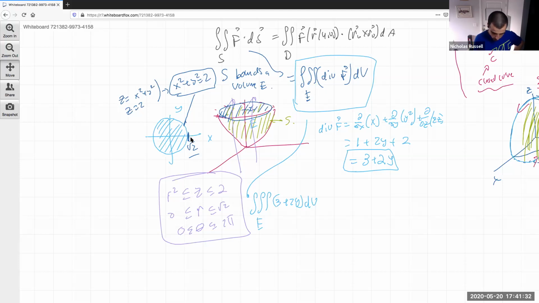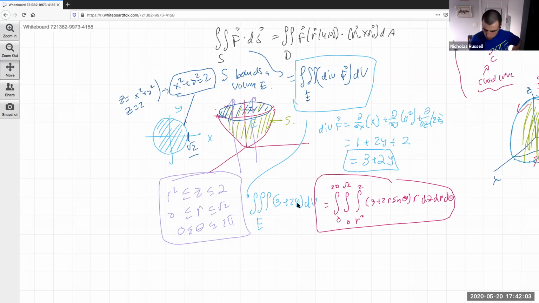And so now I go ahead and try to compute this integral. So this is r squared to 2, 0 to the square root of 2, and 0 to 2 pi. I replace my y here with r sine of theta. And I have to multiply by r here because that is my change of variable. And now integrating this is what I want to do. That's how we get this problem.